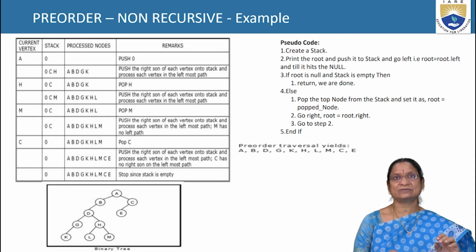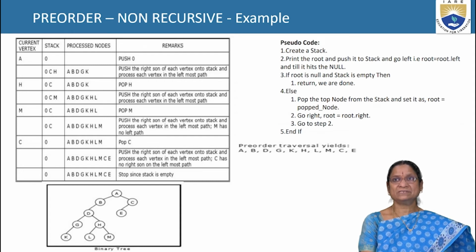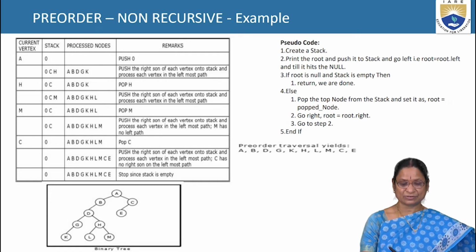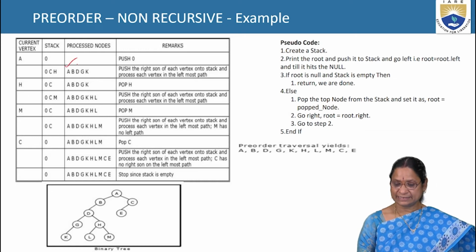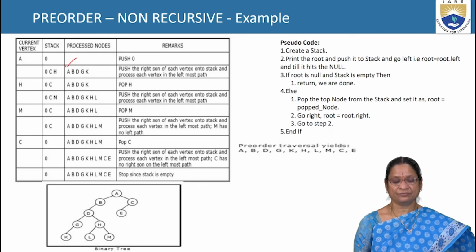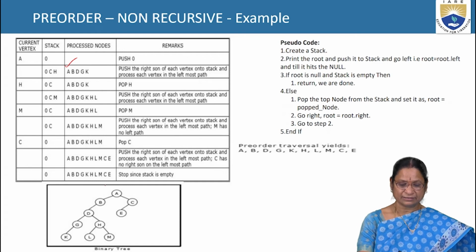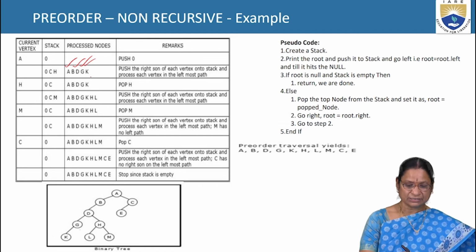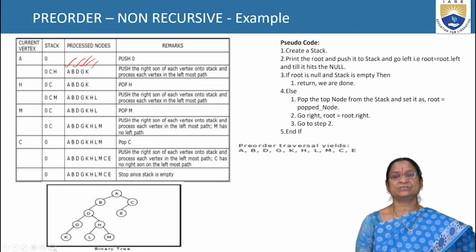What is the status of our stack, vertex and output? That means tracing this pseudocode or algorithm. So what is the first root value? The root value is A, and A has to be processed, that is, A is printed. Then A is updated, it is not empty, so A is updated with its left child B. Then B is printed. B is updated with its left child D. D is printed, and D is updated with its left child G. G is printed. G is updated with its left child K. K is printed. K is updated with its left child, which is null.